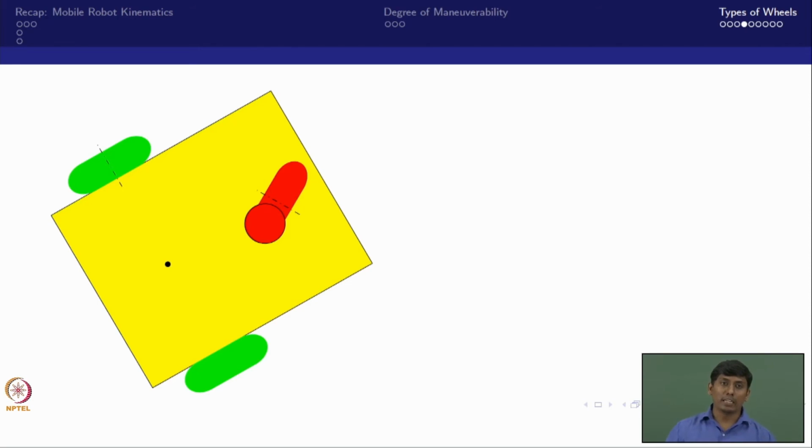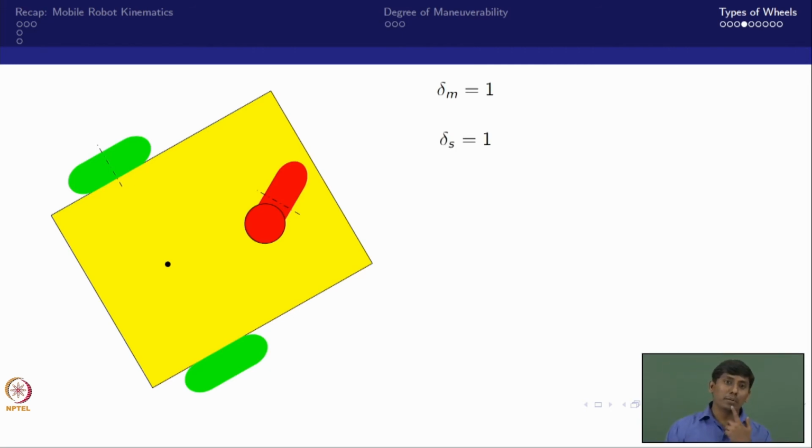Imagine something like an old auto rickshaw where the front wheel is driven as well as steered. It is like a handlebar, and that handlebar wheel is powered and also rotates. There are two passive wheels which are fixed. The other wheel is powered, and it is also powered for orientation. So the degree of steerability is 1, the degree of mobility is also 1, so the degree of maneuverability is 2. That is what we can understand.